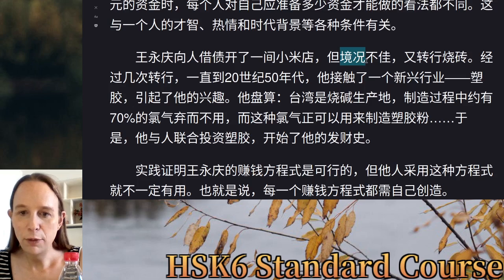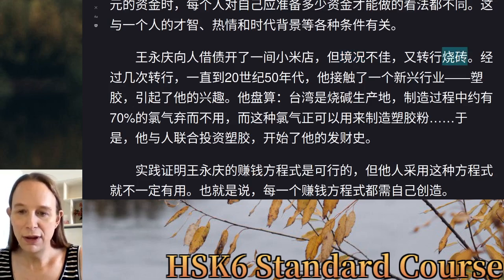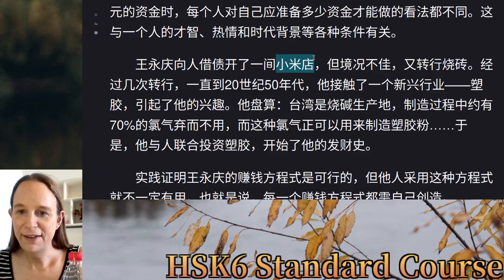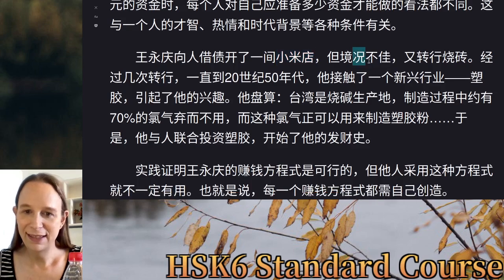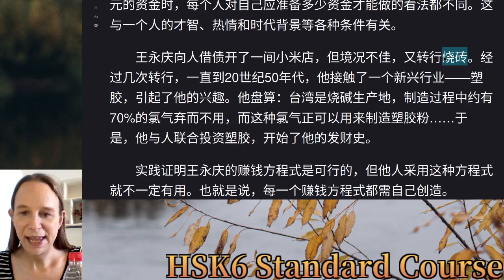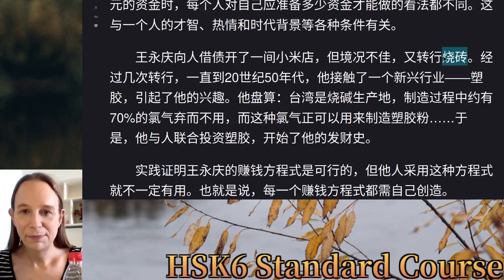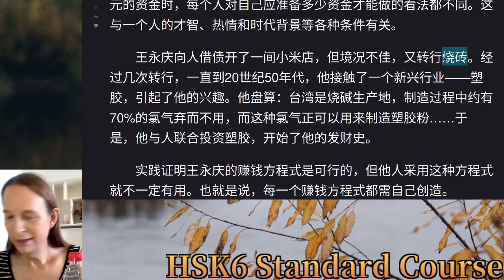但境况不佳，又转型烧砖。Okay, so this was a failure because the circumstances were not optimal. So he converted to making bricks. I've heard this story. I think I've heard this story. Oh no, I haven't. But I have heard a similar story.